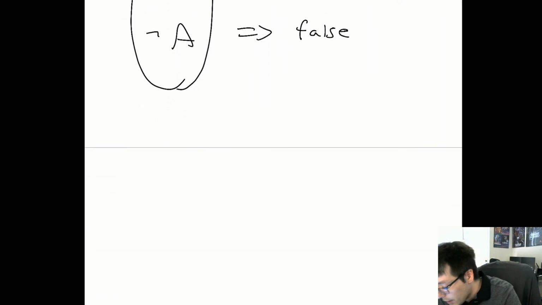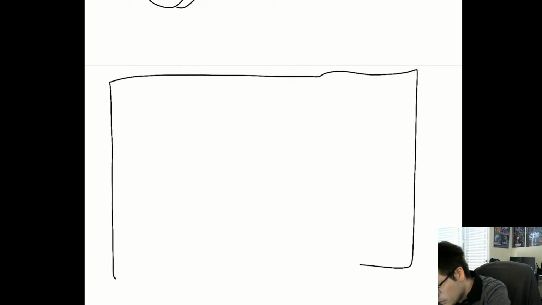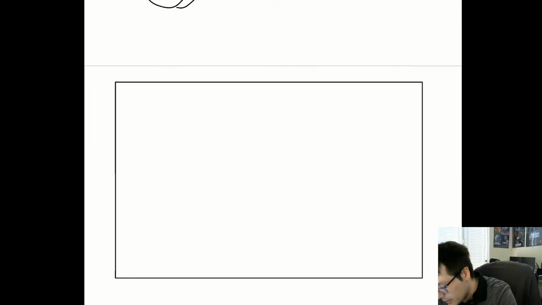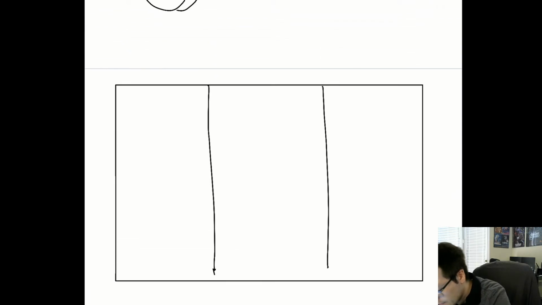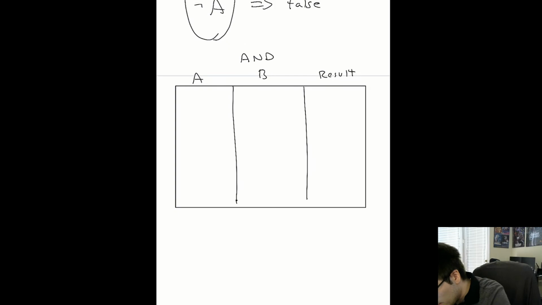And so let me write the truth tables of how and, or, and not work. That way, if you really don't remember them, you're okay. So we have statement 1 here, statement 2 here, and the result. So we have a statement A, statement B, whatever they are, and the result. Okay, and we're going to do this for and, or, and not.